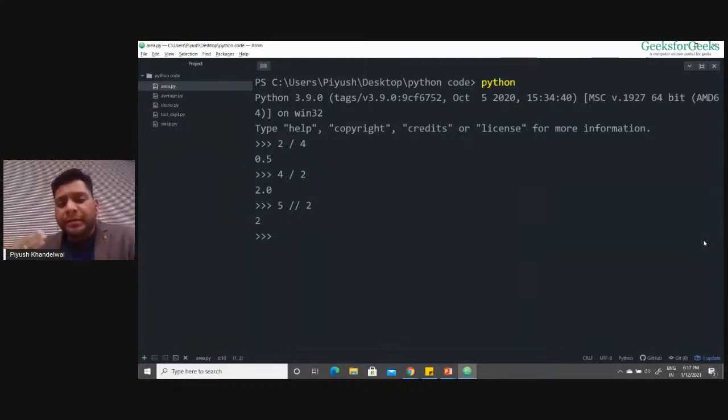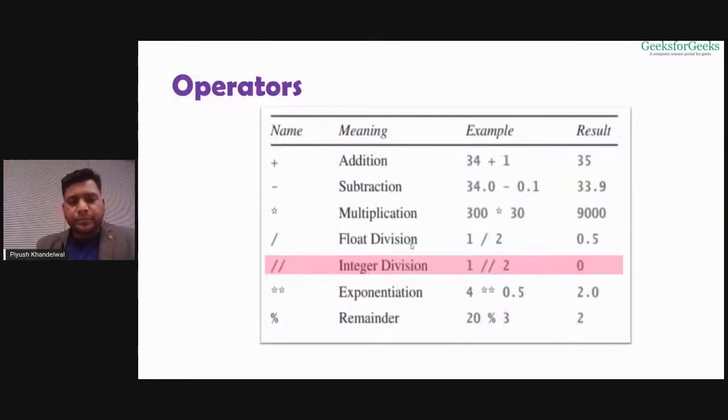The fractional parts will be truncated or ignored, right? So if I say 2 integer division 4, we saw when we actually perform 2 division 4, it gives me 0.5. But when I am doing integer division, it will give me 0, right? Because the actual division answer will be 0.5, and it will truncate the fractional part, the values after the decimal. So it will give me the value 0. I hope you have got the idea and the difference between float division and integer division, right?